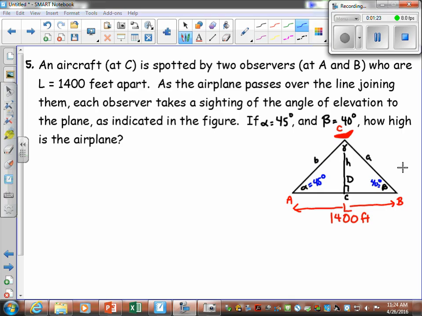Or we can either do H is equal to B times the sine of alpha, right, by our definition before, or we can do H is equal to A sine of beta. So let's just go ahead and do this to calculate.